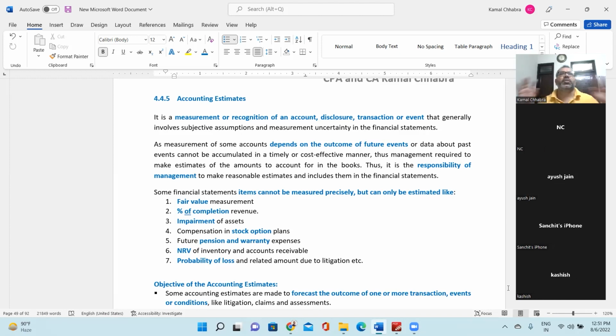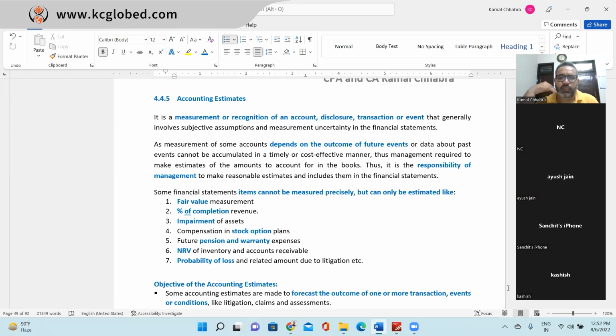Okay, let's keep all these things in mind, and then let's try to understand accounting estimate in more detail. Just keep in mind provision for doubtful debt, provision for obsolete inventory, long-term employment benefit provision, provision for warranties, impairment loss, fair value measurement, and stock option plans, how to do the valuation of stock option plans. Keep those things in mind and let's understand what accounting estimates are.